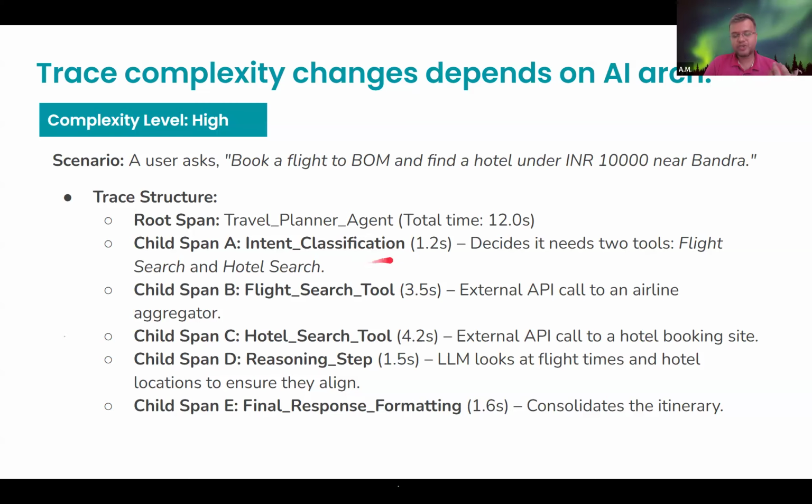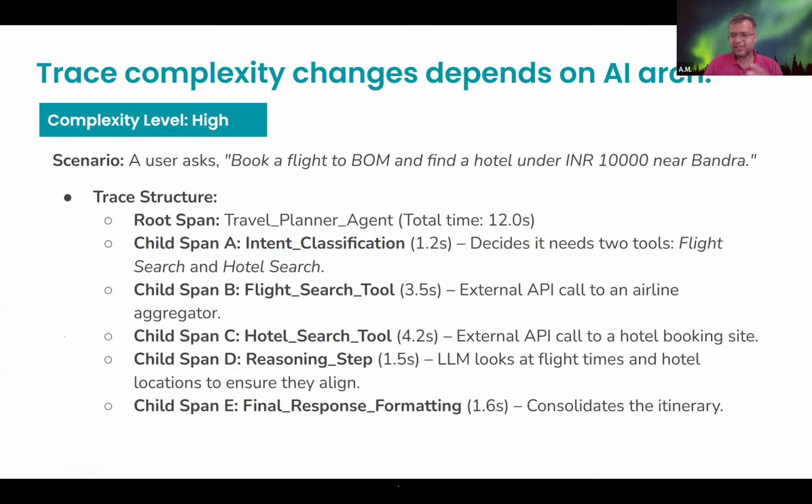First, the AI system tries to understand the intent of the user. Then it invokes the flight search tool and the hotel search tool. It also has a reasoning step: if my flight recommendations are X and my hotel recommendations are Y, do they even make sense together? Because it might not happen that I'm trying to book a hotel when the user has already departed from Bombay. All of these steps are happening, and once the reasoning step is completed, you have a final response which is consolidated for your consumption.